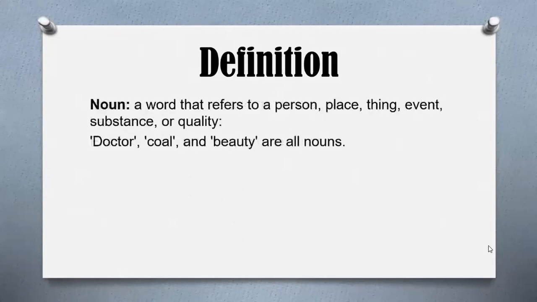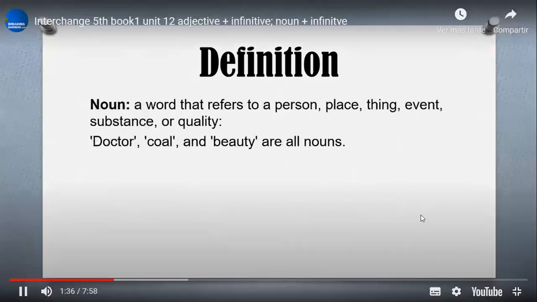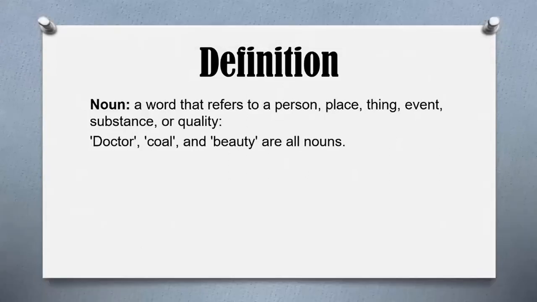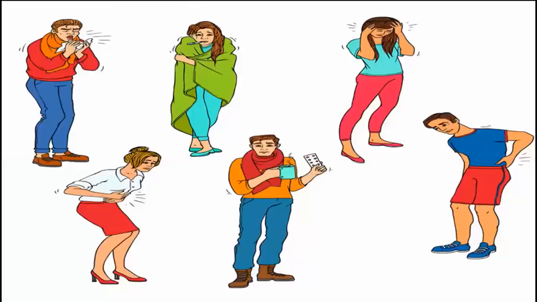Okay, let's continue with the third definition. What is a noun? A noun is a word that refers to a person, place, thing, event, substance, or quality. For example, doctor, Paul, and beauty. All of them are nouns. But before starting, let's mention six of the most common health problems that people experience at some point in their lives.